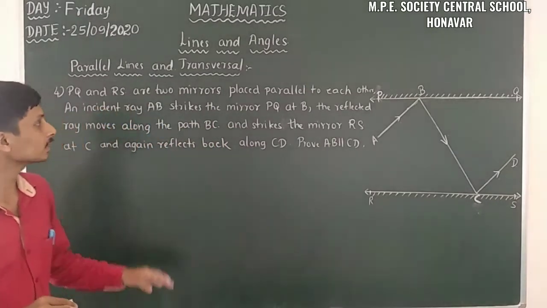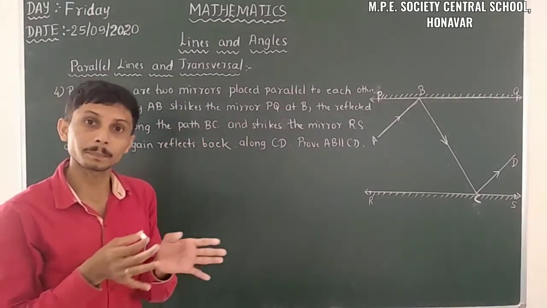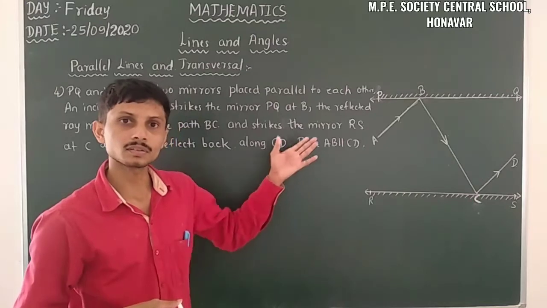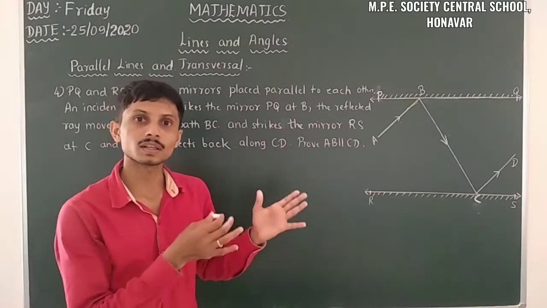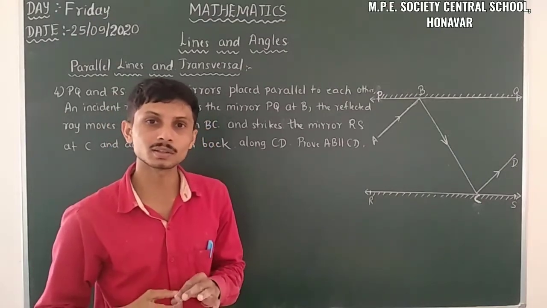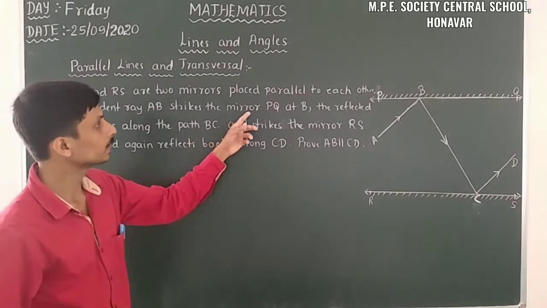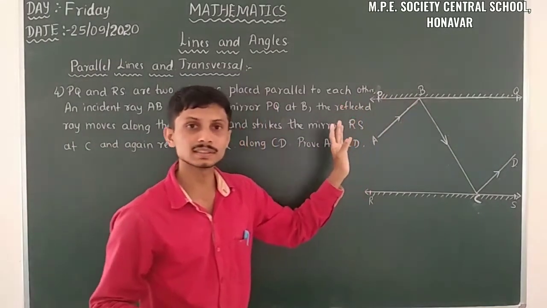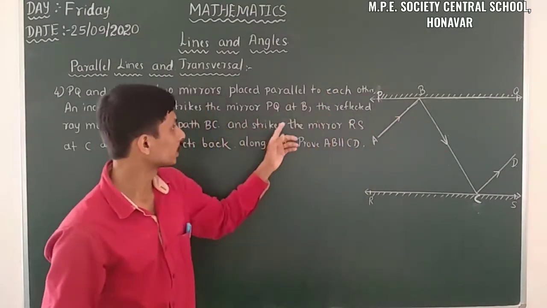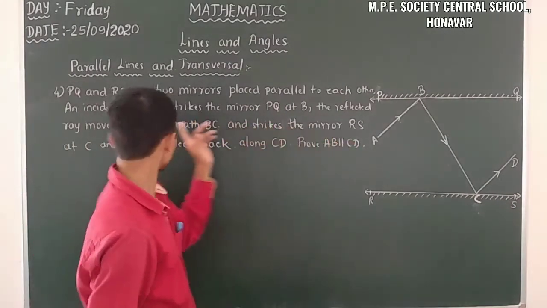The fourth problem tells us that PQ and RS are two mirrors placed parallel to each other. In this chapter we want parallel lines. Here the mirrors are placed parallel to each other, so it's very easy to recognize which angles are equal, and we can use all the axioms and theorems related to parallel lines. Then an incident ray AB strikes the mirror PQ at B. So here AB is an incident ray, incident at B on the mirror PQ. Then the reflected ray moves along the path BC and strikes the mirror RS at C.